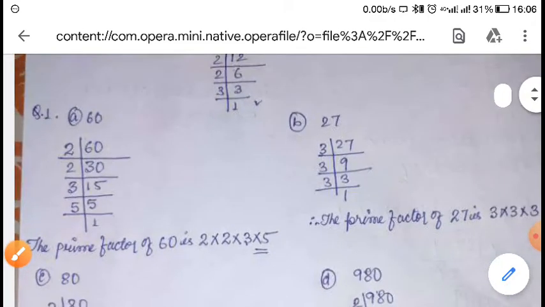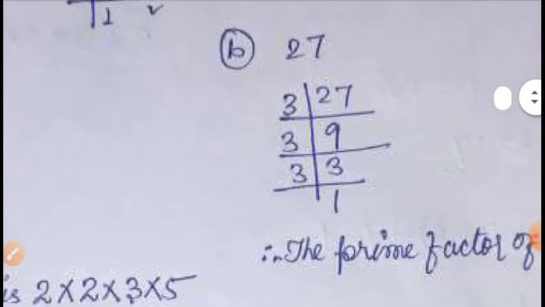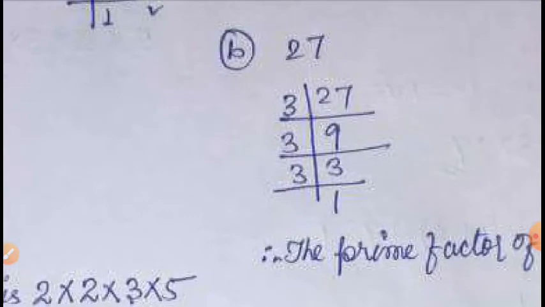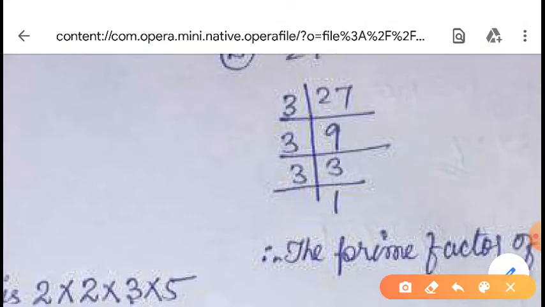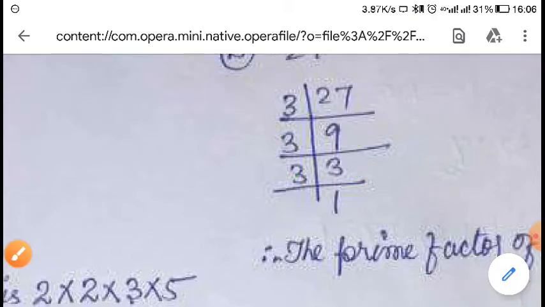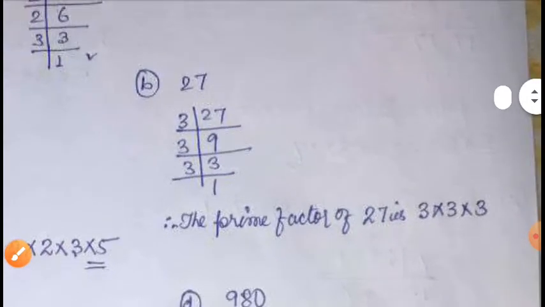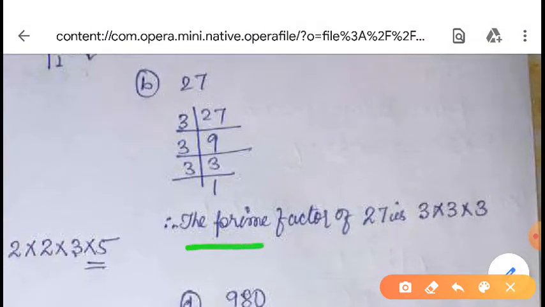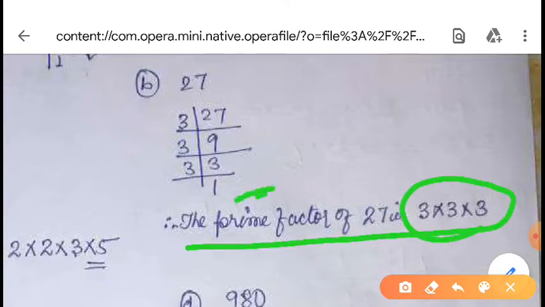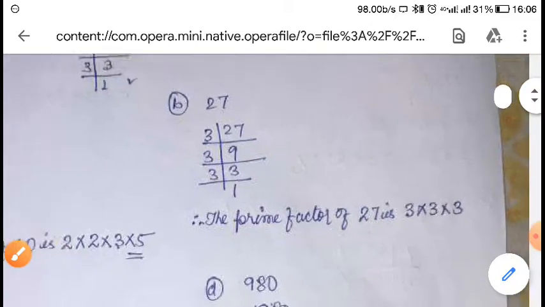Next they have asked for 27. For 27 it is the same. 3 into 9 is 27, 3 into 3 is 9, 3 into 1 is 3. So the prime factor of 27 is 3 into 3 into 3. No need to write 1. I hope all of you are understanding this.